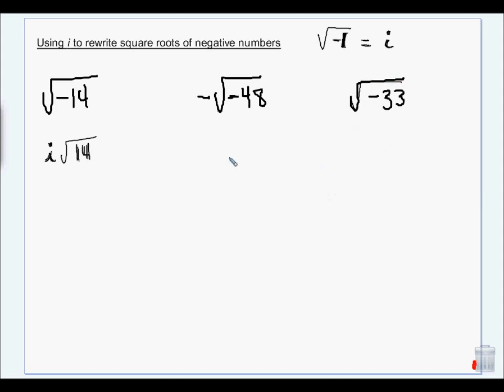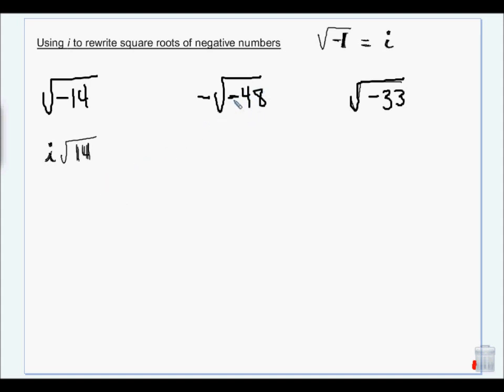Okay. So anytime you see a negative under a square root, you're immediately going to take out an i, whether you can take out anything else or not. With 14, I couldn't take out anything else, but I could take an i out.